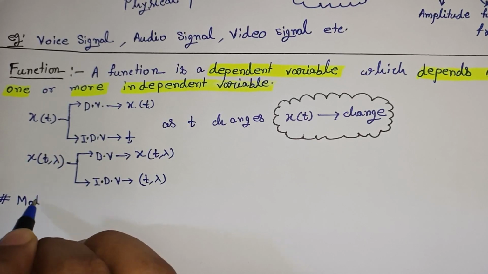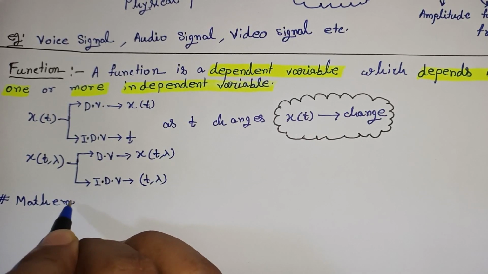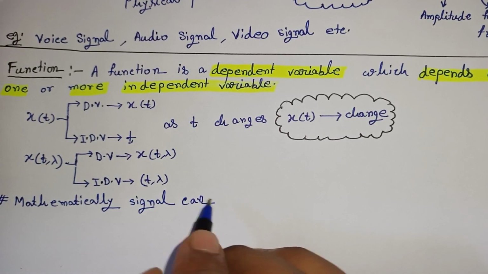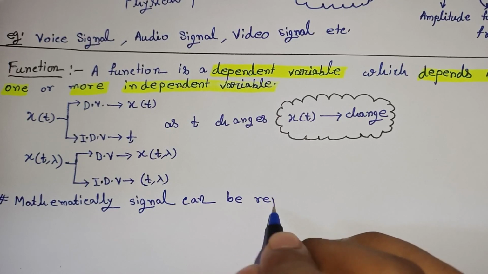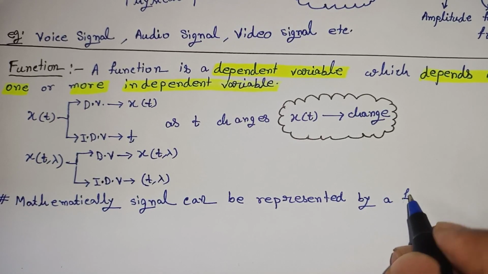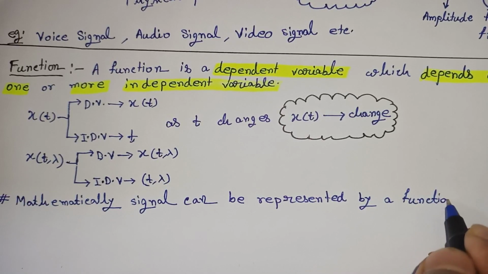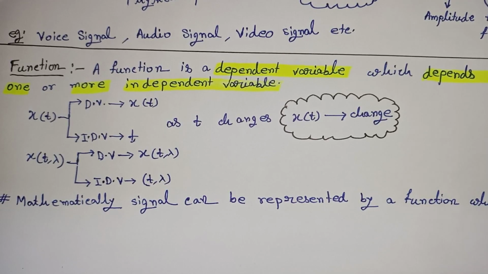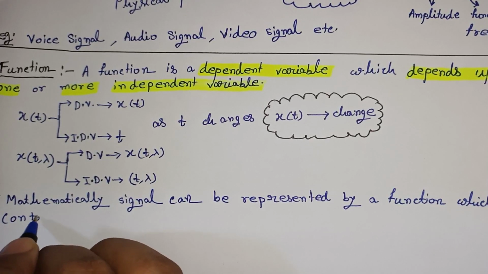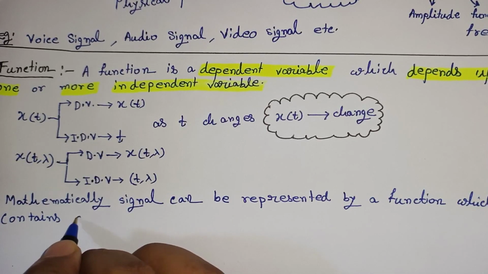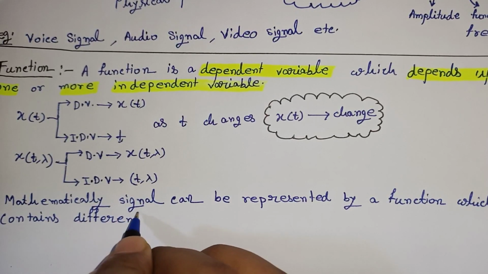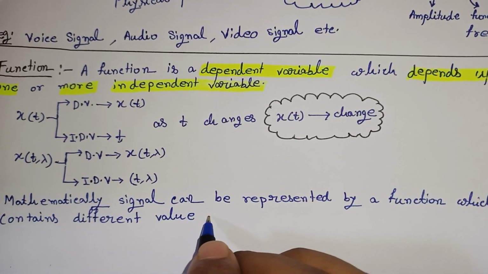Mathematically, signal can be represented by a function which contains different values at each time instant.